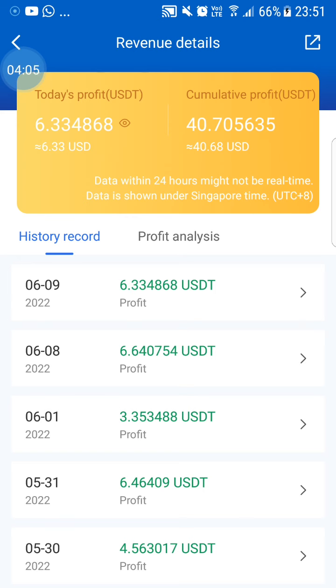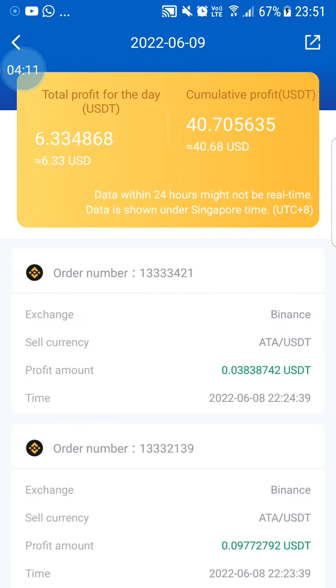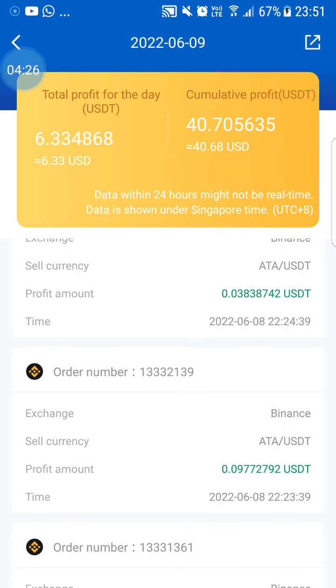I will click on the performance of the 9th June. Today is the 9th of June, 2022. I will click there to show you that the 6.334868 USDT of today, being the 9th of June, as you can see on top, 2022, was produced from ATA.